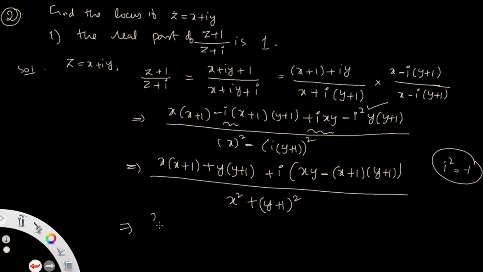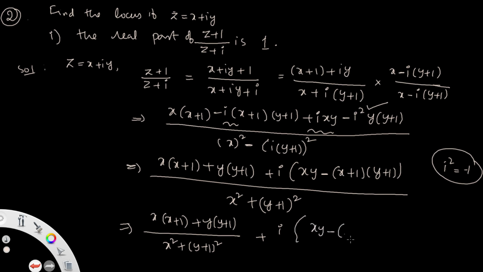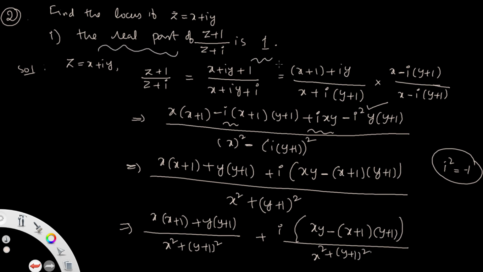What is the real part here? x into (x plus 1) plus y into (y plus 1) divided by x square plus (y plus 1) whole square is the real part. i into (xy minus (x plus 1) into (y plus 1)) divided by x square plus (y plus 1) whole square is the imaginary part. But in the question it is given that the real part of the value is equal to 1.